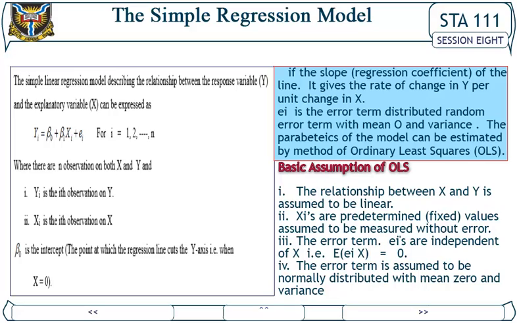Basic assumptions of OLS. 1. The relationship between x and y is assumed to be linear. 2. The xi are predetermined, fixed values assumed to be measured without error. 3. The error terms ei are independent of x, that is, E(ei xi) = 0. 4. The error term is assumed to be normally distributed with mean zero and variance sigma squared.